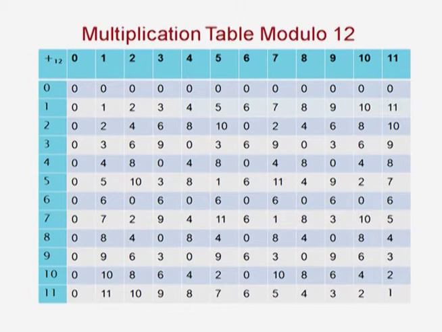Let's see. What's the inverse of 0? In other words, what will you multiply to 0 to get a 1? None. So 0 doesn't have an inverse. How about 1? What's the inverse of 1? 1. Okay, because 1 times 1 is equal to 1.